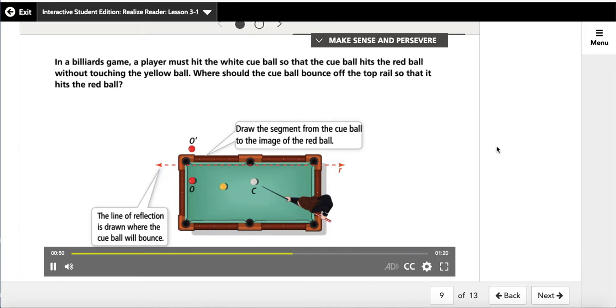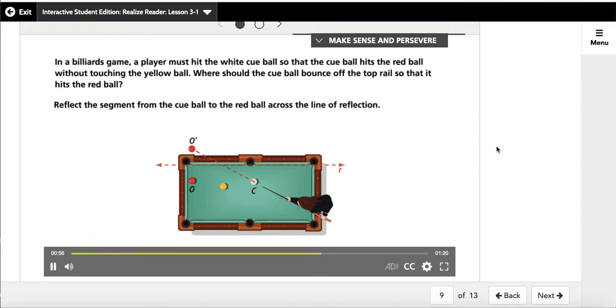Now, draw the segment from the cue ball to the image of the red ball. Reflect the segment from the cue ball to the red ball across the line of reflection. This shows us a path that the cue ball can take to hit the red ball. The player should aim at point P, where the two segments intersect. Point P is where the cue ball will bounce off the top rail so it hits the red ball without touching the yellow ball.